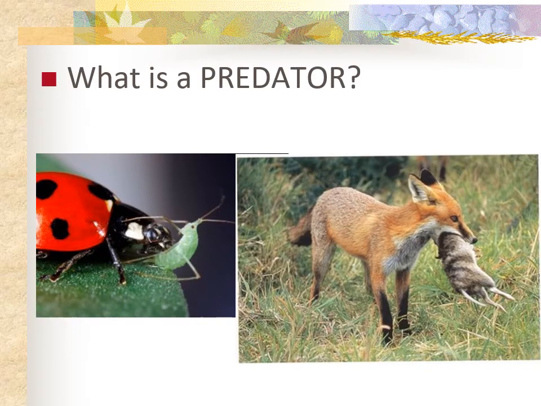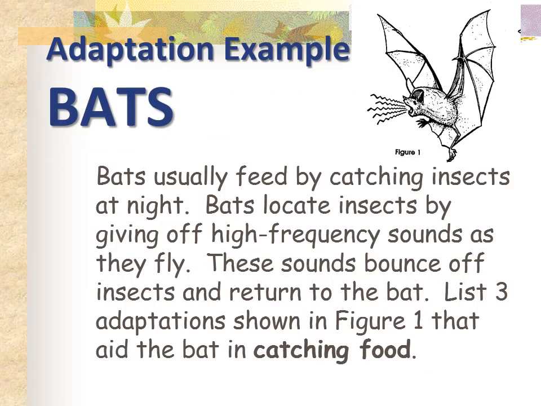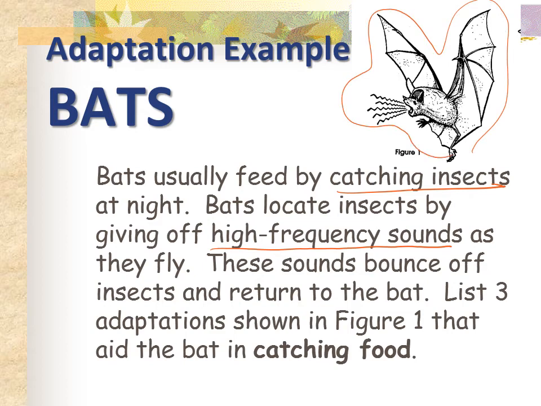Before we go any further, we just want to review what is a predator, what is a prey. Now I want you guys to think about some examples of adaptations. We're going to talk about this bat first. So bats usually feed by catching insects at night. Bats locate insects by giving off high-frequency sounds as they fly. These sounds bounce off insects and return to the bat. So I want you to list 3 adaptations that are shown in the picture. You can see them in the picture that help the bat in catching food. So in this case, I want you to just focus on what are the adaptations bats have for catching food.